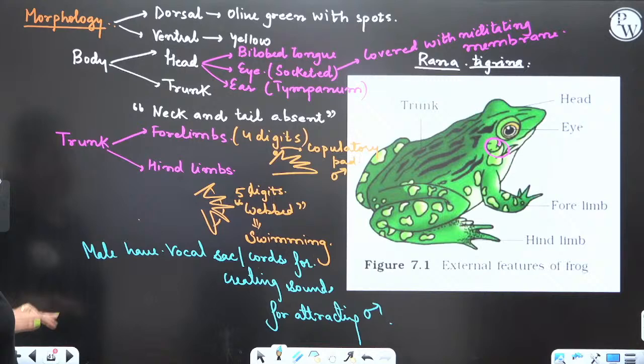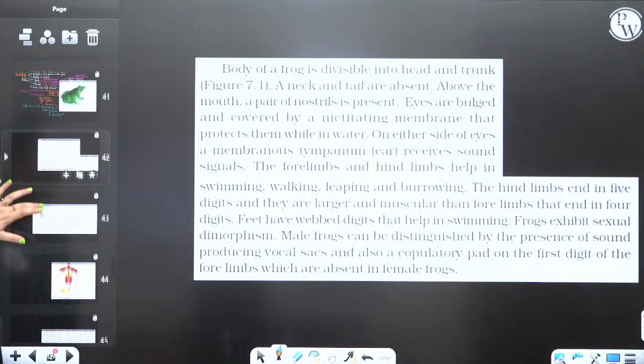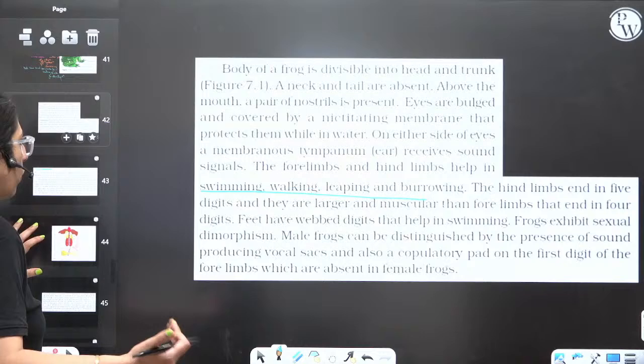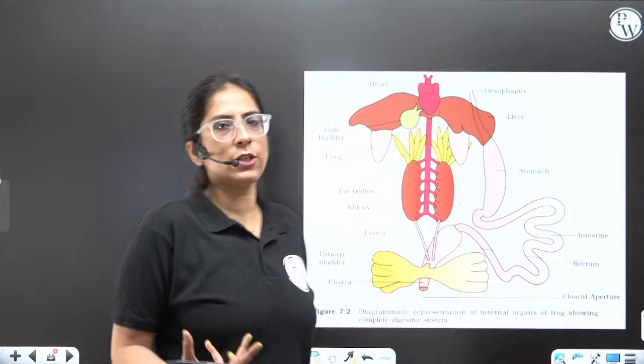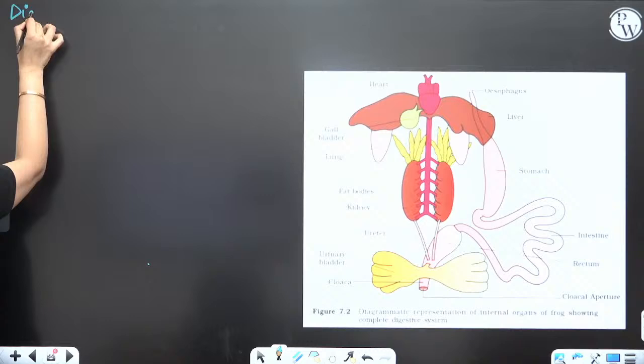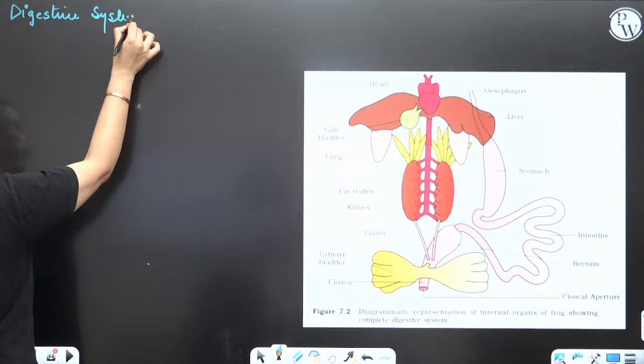Yes, this is all about the frog. So they can easily swim, walk, leap, and burrow. They can make deep burrows because they have to hide. Moving on, let's talk about the digestive system of frog. Before starting the digestive system, let's do NCERT reading.